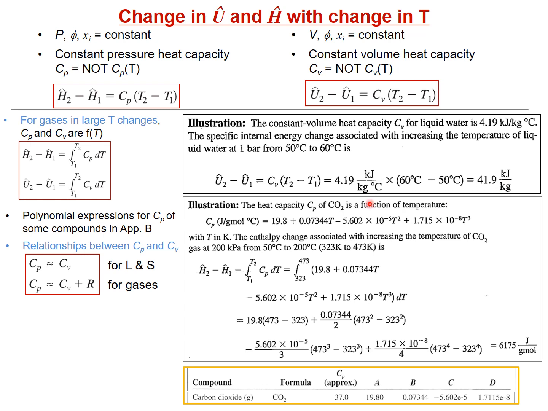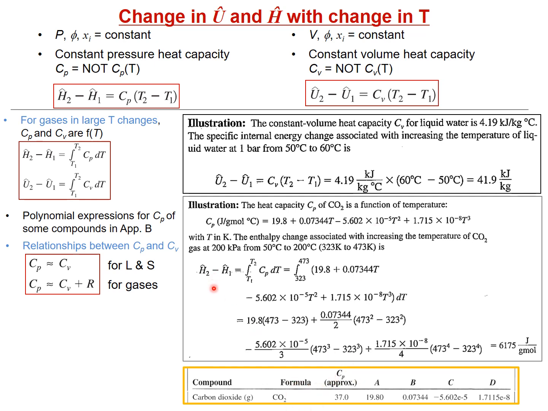Let's go to the gas phase case. The heat capacity Cp of CO2 is a function of temperature. I have said for gases in large temperature changes, you should consider the heat capacity as a function of temperature. And the heat capacity of CO2 can be described by like that. And these constant values could be obtained from Appendix B.